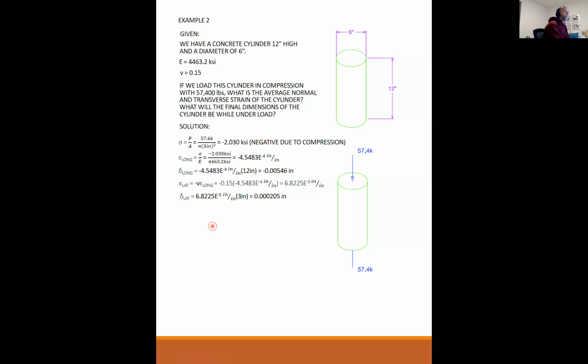So the final dimensions of my cylinder under this 57,000 pound load is L minus 0.00546, which is 11.995 inches. And my radius is 3 plus 0.00205, which gives me 3.0002, rounding the dimensions. So if I were able to measure this very accurately while the machine is squishing it down, then this is what I would measure. And of course, box your final answers. Any questions on Poisson's ratio?